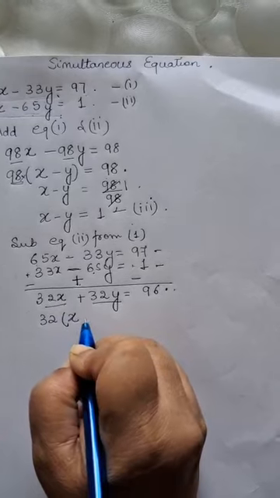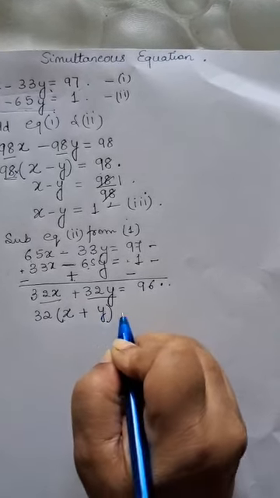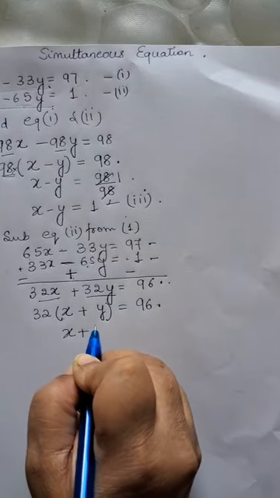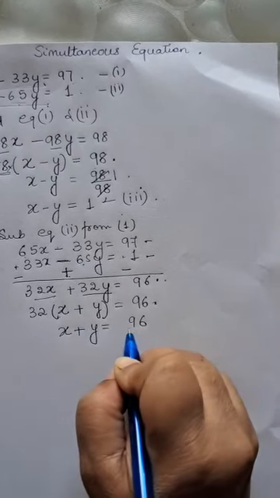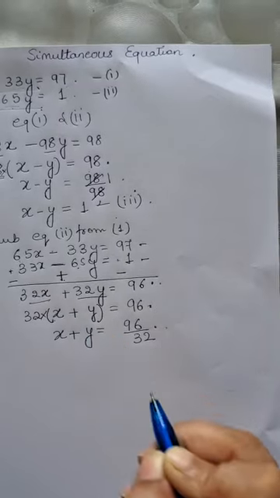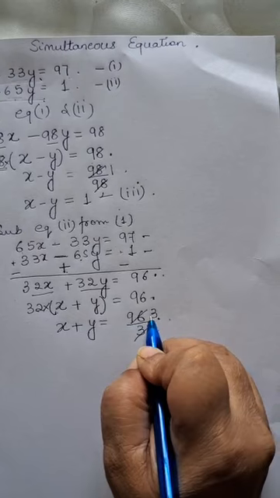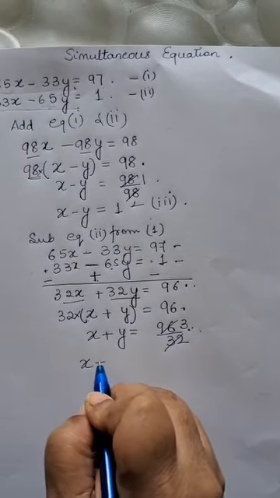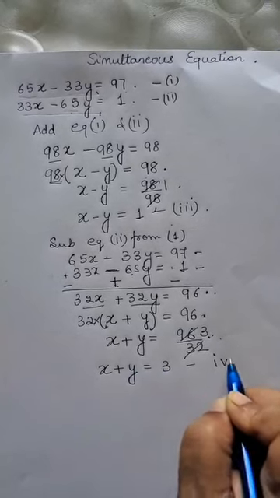Again 32 will become common because this is in both the terms. So the first term will be left with x and the second term will be left with y is equal to 96. So x plus y is equal to 96 over 32, 32 goes that side and it becomes divide because here it is multiply. So this will become 3. 32 into 3 is 96. So this will become my equation number, say, 4th.